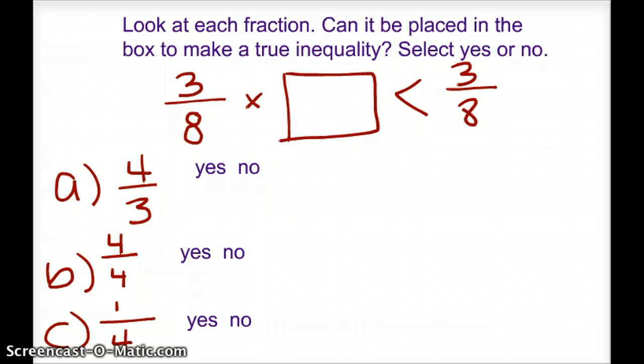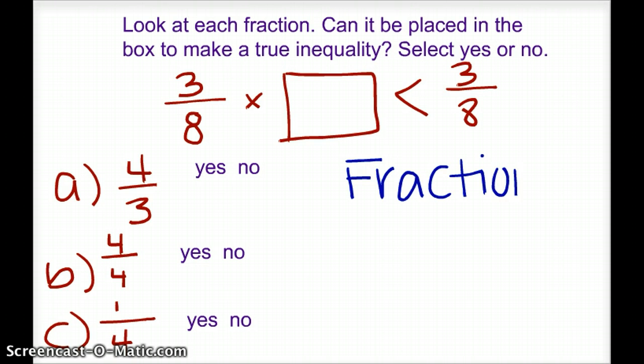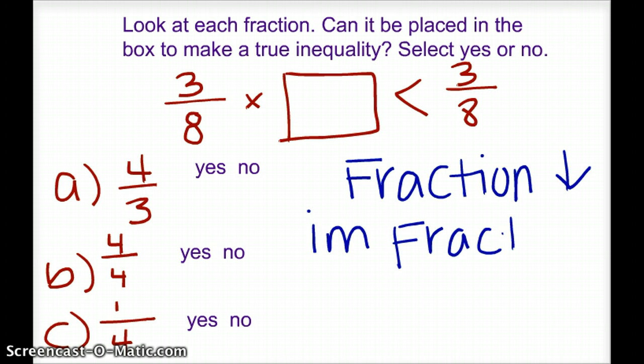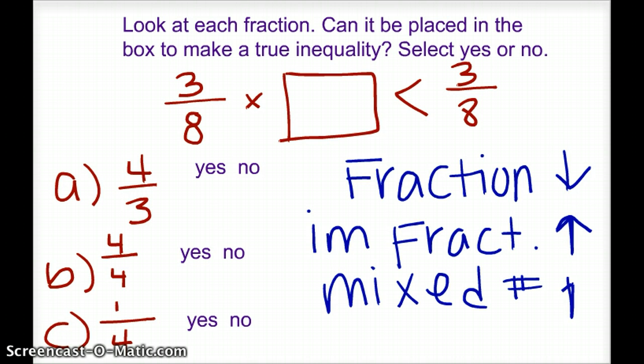Alright, welcome back. 3/8 times each of these numbers. We need to see if it's less than 3/8. Remember, when you're multiplying by a fraction, your number is going to get smaller. If you're multiplying by an improper fraction, where the numerator is bigger, your answer is going to get bigger. If you're multiplying by a mixed number, your answer is going to get bigger. And if you're multiplying by 1, what's going to happen? That's right, it's going to stay the same.